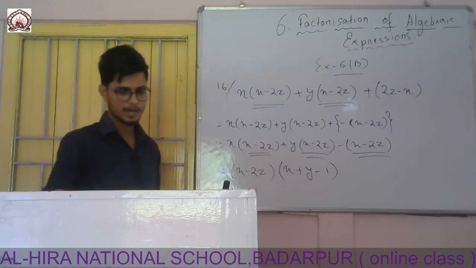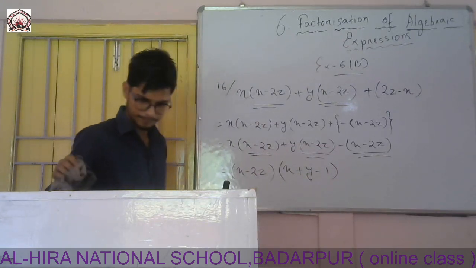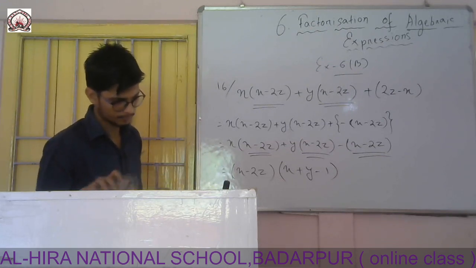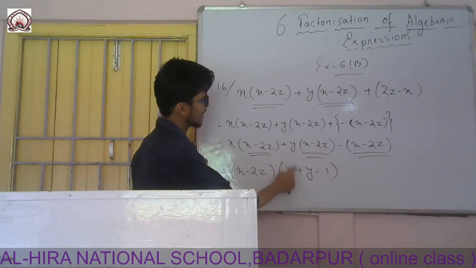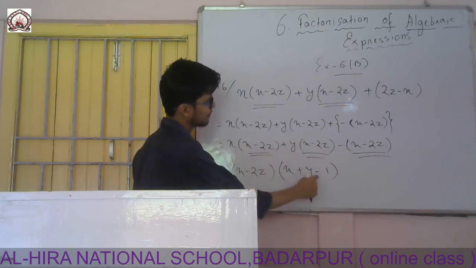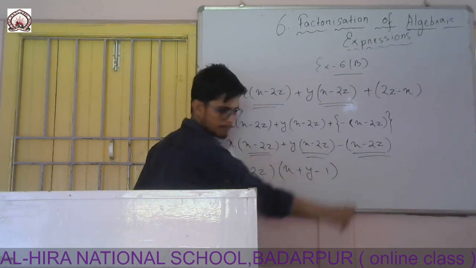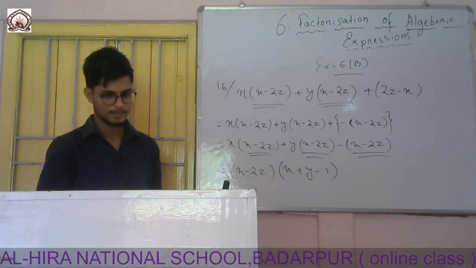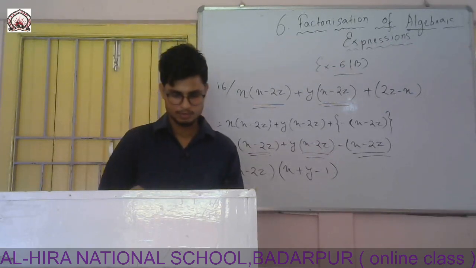So the factors are x minus 2z into x plus y minus 1, that means this one into 1 will be this term. Okay, so this is the end of exercise 6b.